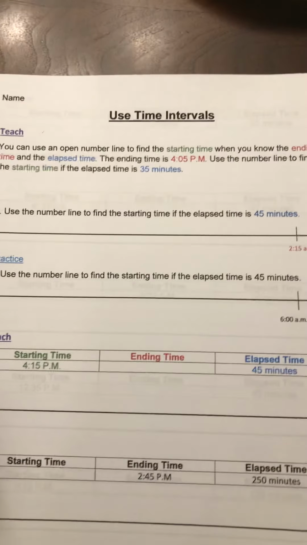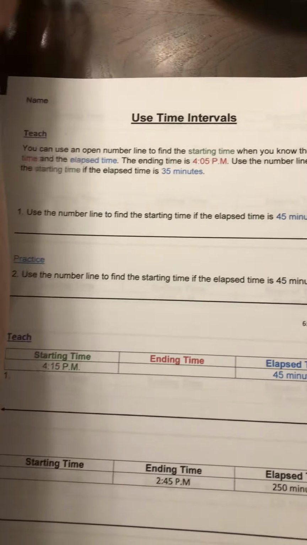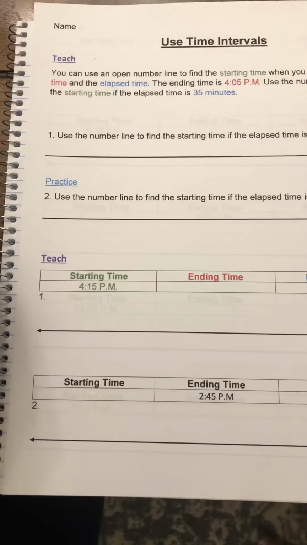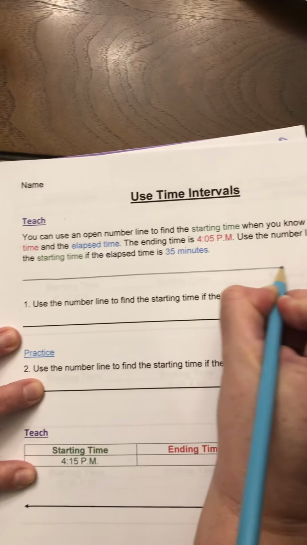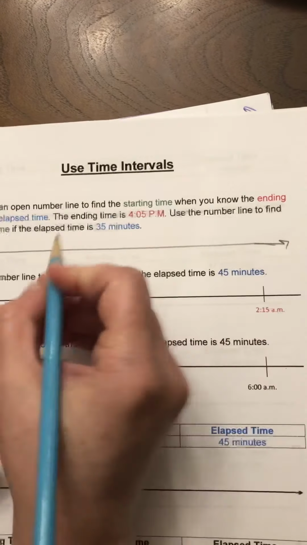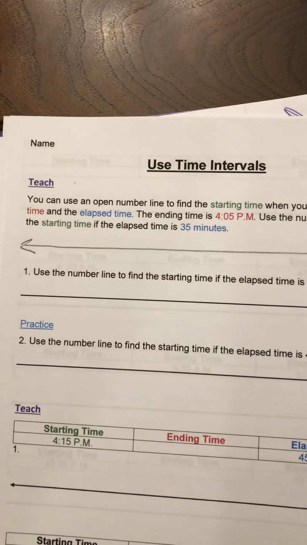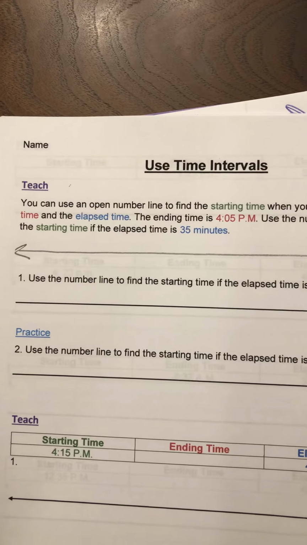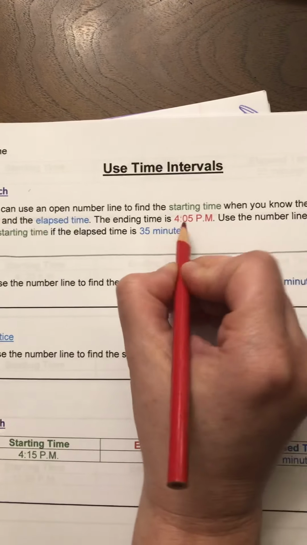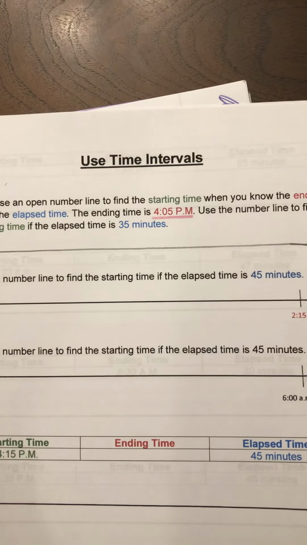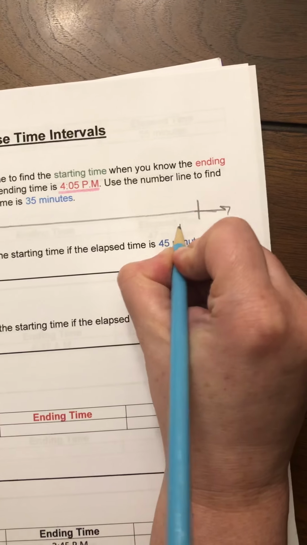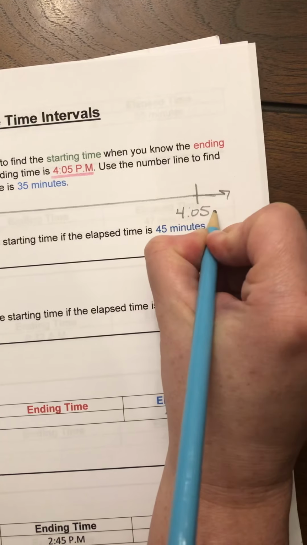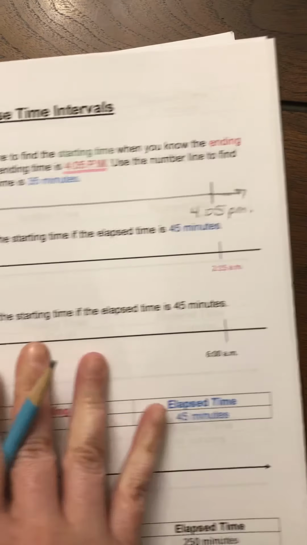I'm going to create a number line because there is not one on this particular problem. I'm just going to throw one in here. I must have forgotten to put it in when I printed out my paper. If I know that the ending time is 4:05, and I see that right here, then I can put that at the end of my number line, 4:05 p.m.